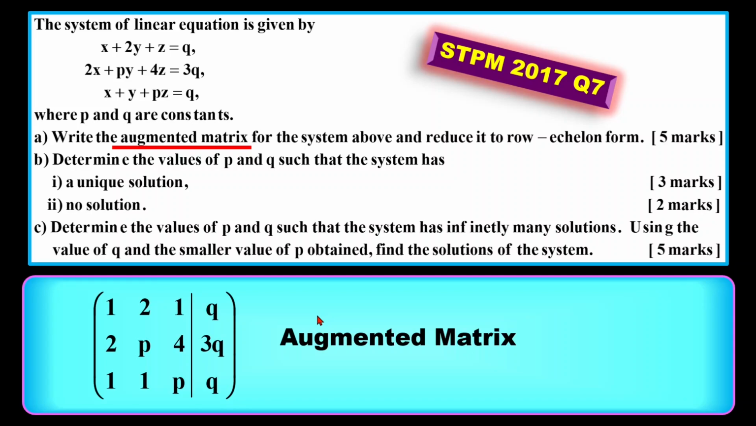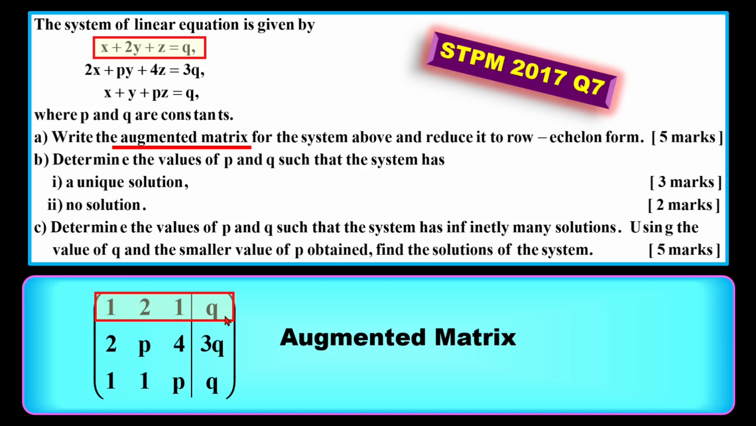So how do we perform that? We will check, for example, here x plus 2y plus z equals to q. So in front of x, there's a number 1. So we write 1, and then we have 2y, so we write 2, and z, there is only 1, so we write 1. And then the last here, the equals to, the solution is q, so we write q there.